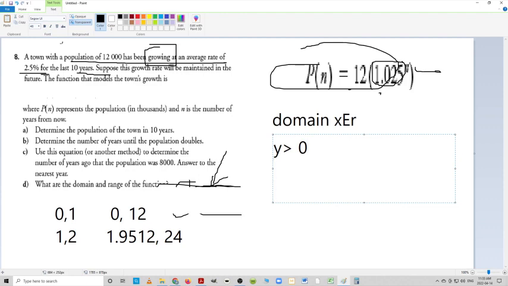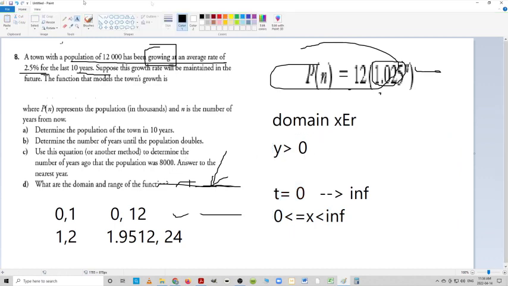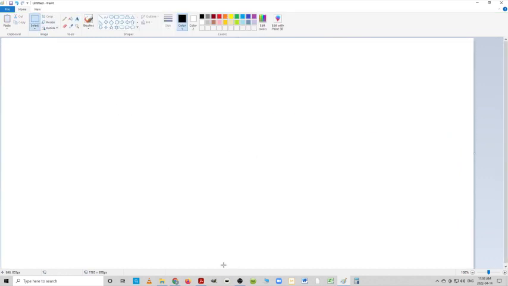But if, let's say, it was a bacterial growth, then you would only ever have a bottom end where time is 0. And then the limit to that is always infinity. So its domain would then be 0 ≤ x < ∞, because it's never equal to infinity. So those would be real-time situations where they put a time limitation at the bottom end. In this case, because they asked us to go back in time, they didn't really put a time limitation on.